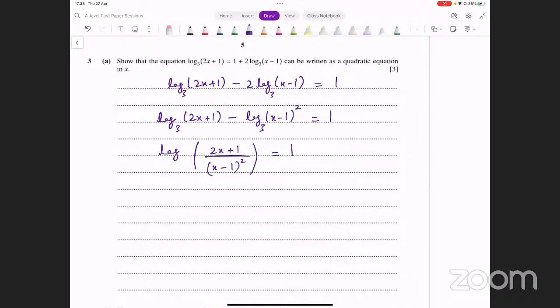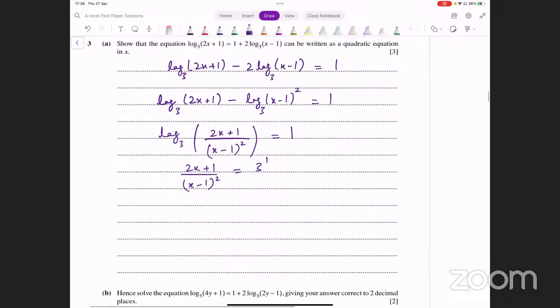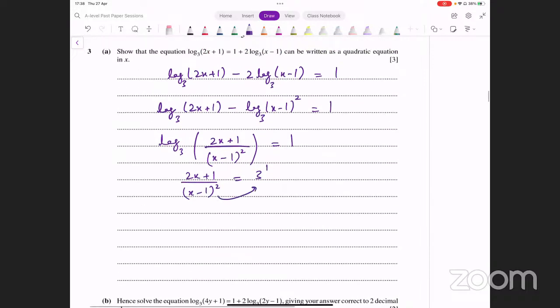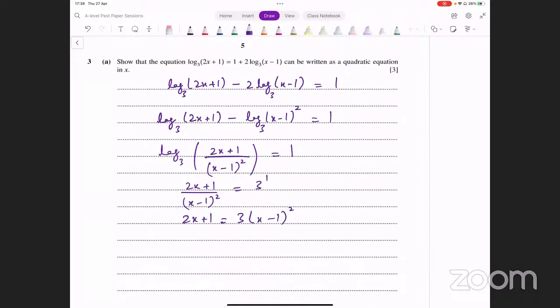On the other side, we have 1. The base of log is 3. Now, to get rid of the log, what we can do is we can take this 3 to the other side, make it the base of 1. So it becomes (2x plus 1) over (x minus 1) whole squared equals 3 raised to power 1. And that's just 3. Multiply this from the other side, and you get 2x plus 1 equals 3 into (x minus 1) whole squared. Okay, so this is a quadratic equation in x now.